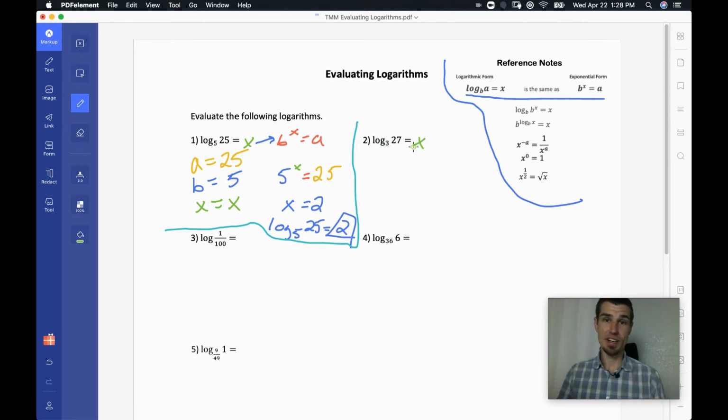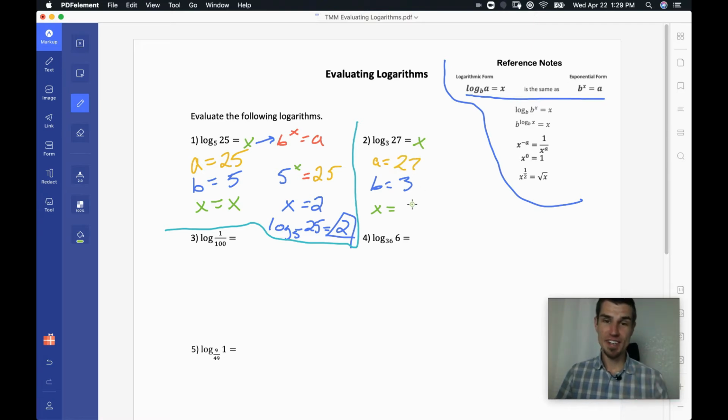We already talked about how if we just set it equal to x, it makes finding everything a little easier. So we want to find our a, our b, and our x. Once again, reading logarithmic form from left to right, we have log base b. So we have log base 3. So because our base is a 3, our b is a 3. The next letter in our variables is a. So the next thing that comes after the 3 in the expression is 27. So 27 is our a.